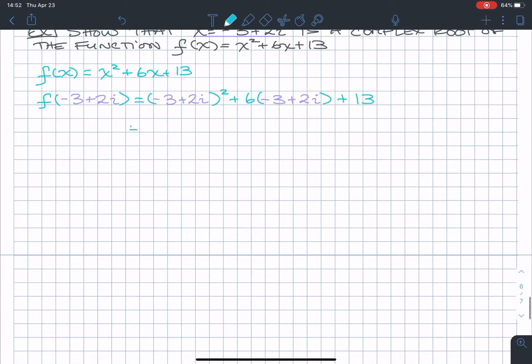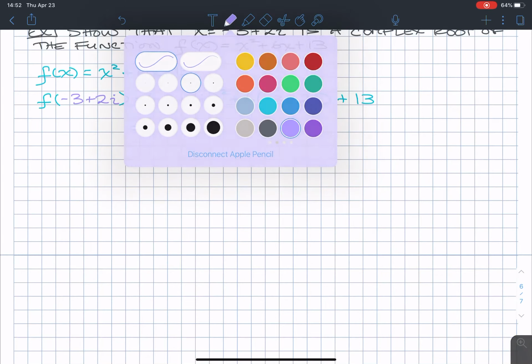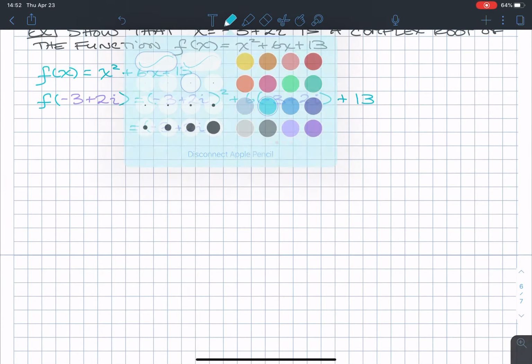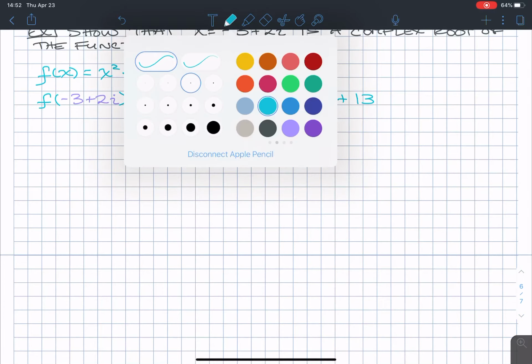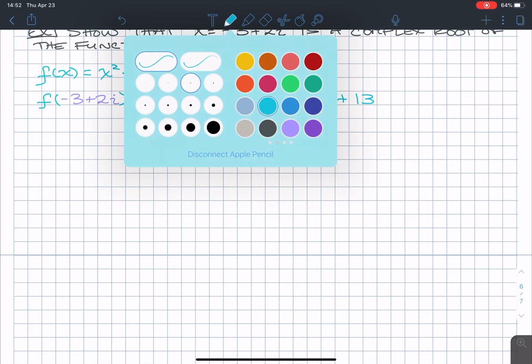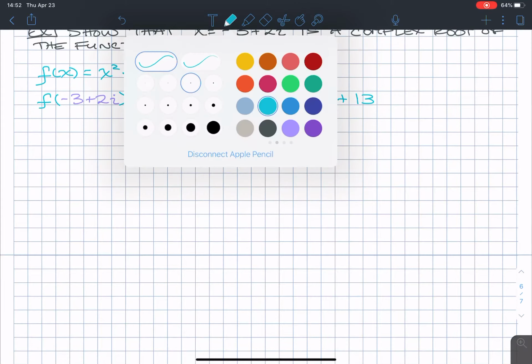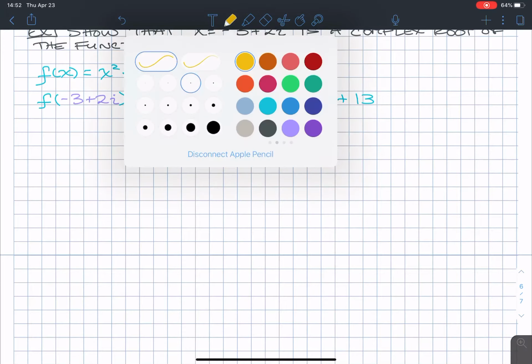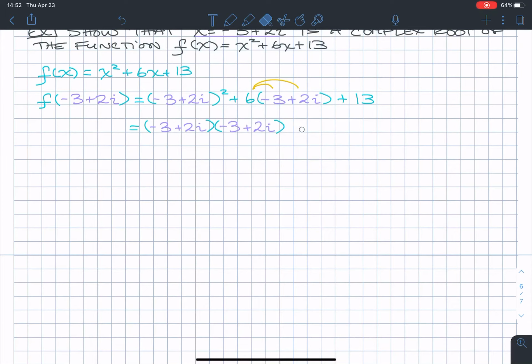Okay, so what does that mean? That means I take the quantity negative 3 plus 2i and multiply it by itself. So that means to square it. Plus, I'm going to go ahead and distribute the 6 into this parenthetical. So what do I get? I actually get negative 18 plus 12i. And then I have the plus 13 on the outside.